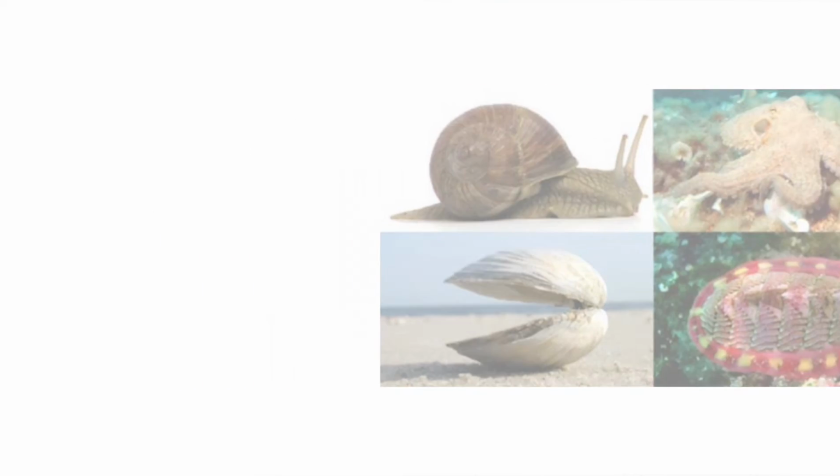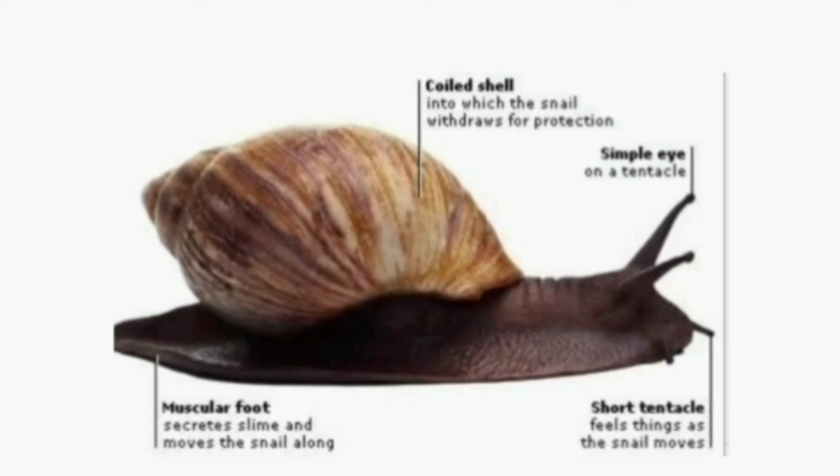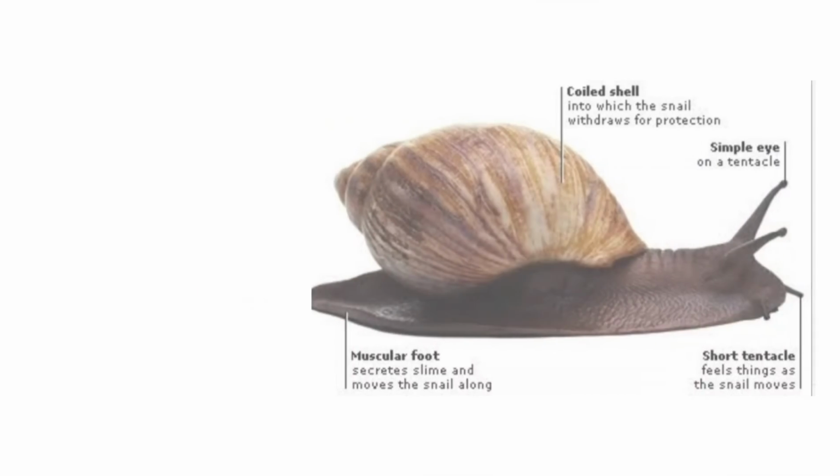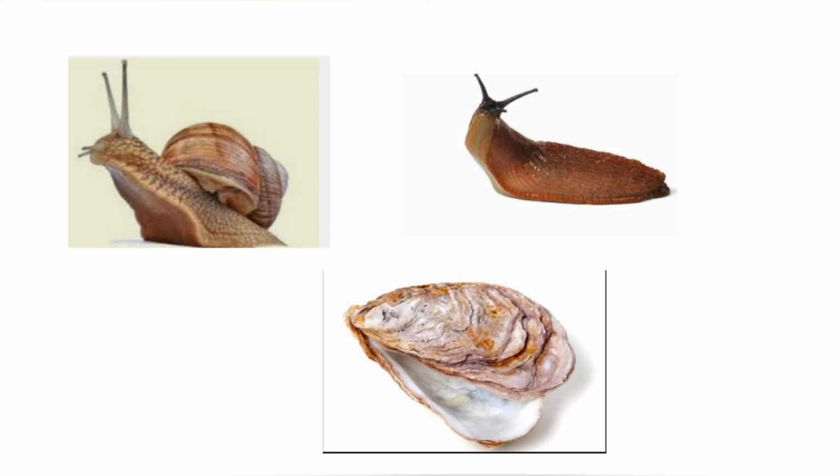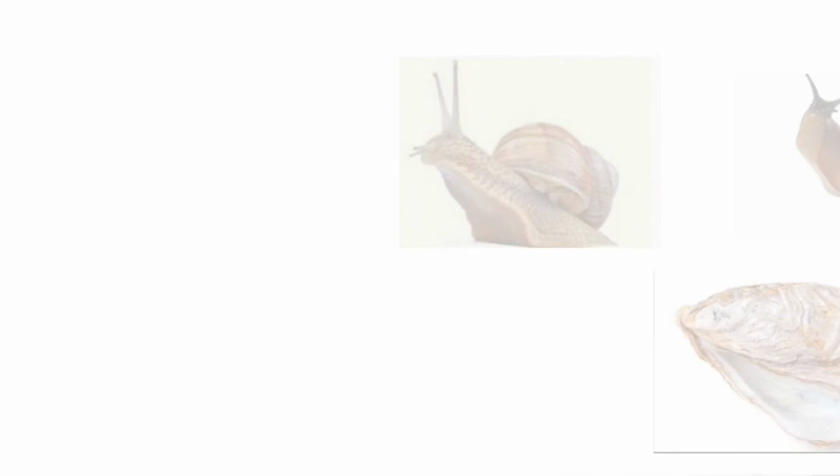Mollusca. They are soft-bodied shelled animals. They have soft body with no segment. Their body is enclosed in hard shell. They move with help of muscular foot. That means the organ of locomotion in mollusca is muscular foot. Common examples: snail, slug, pearl oyster, etc.